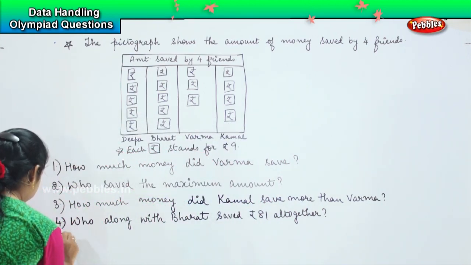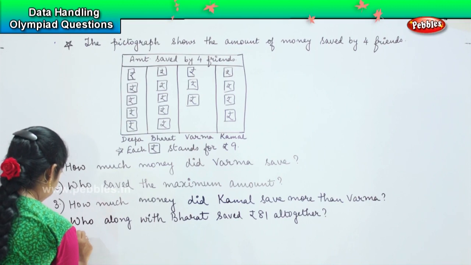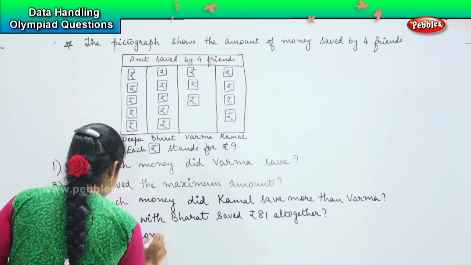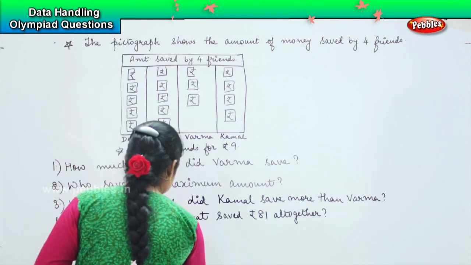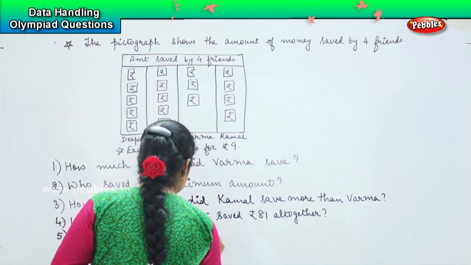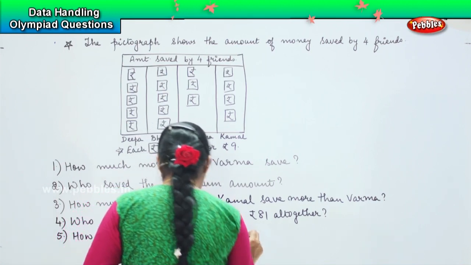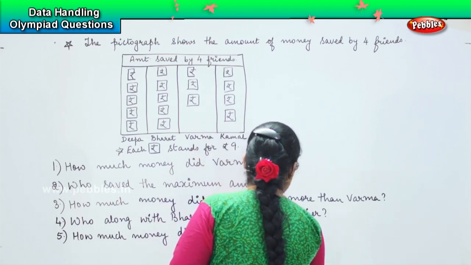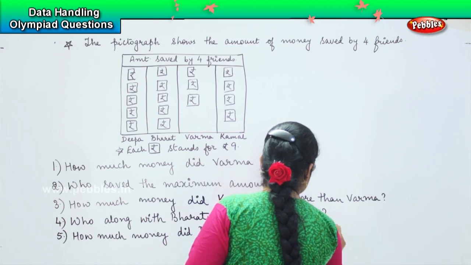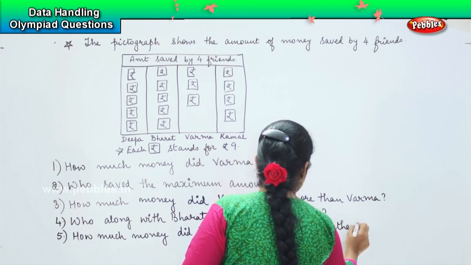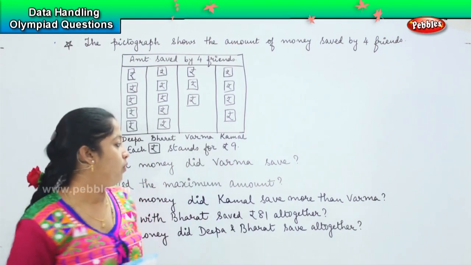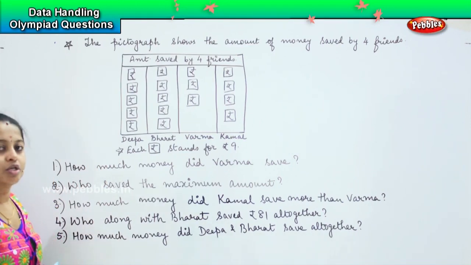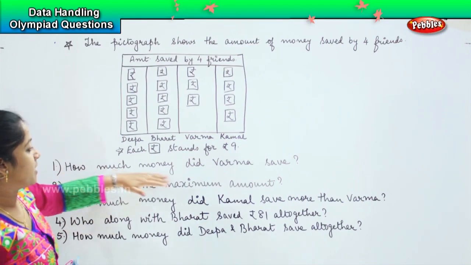And the last question in this pictogram is, how much money did Deepa and Bharat save altogether? Okay, so now based on this pictogram, I have got these questions to solve. So the first one says, how much money did Verma save?